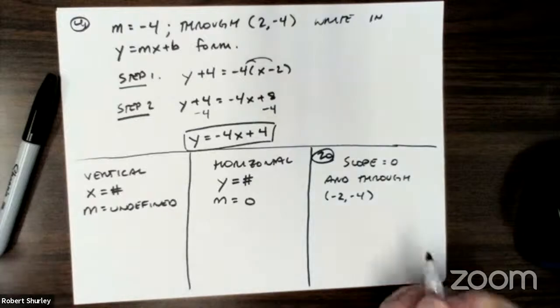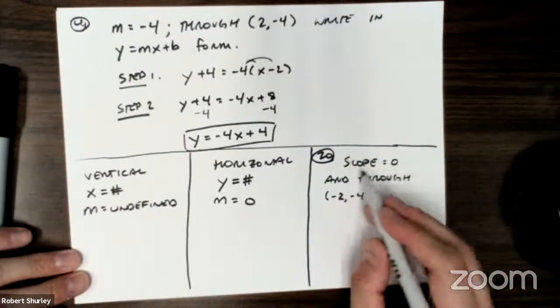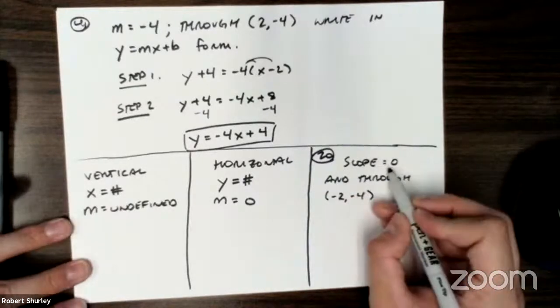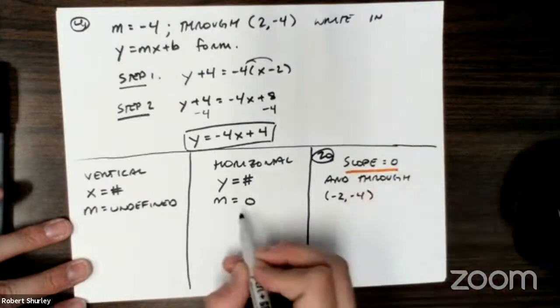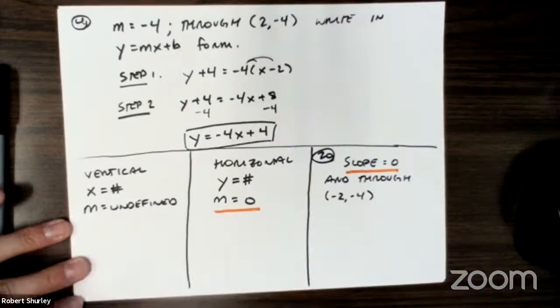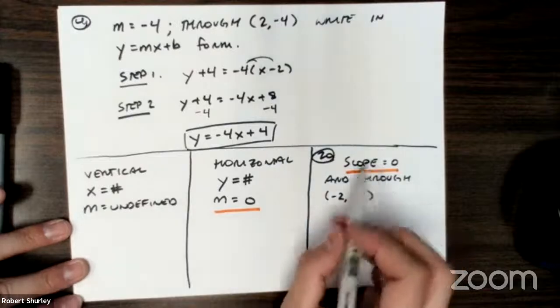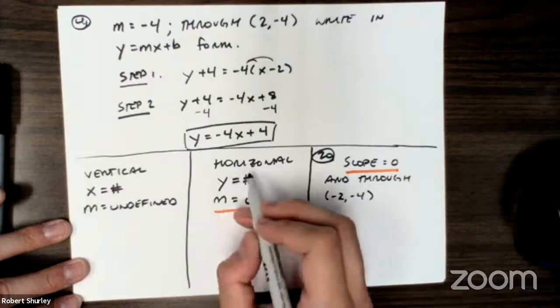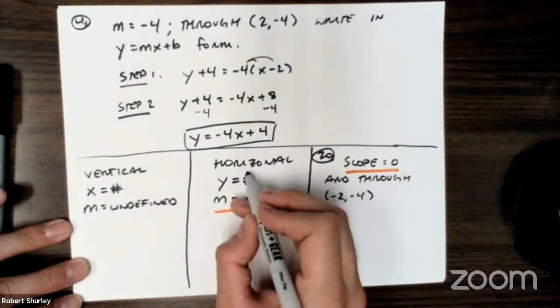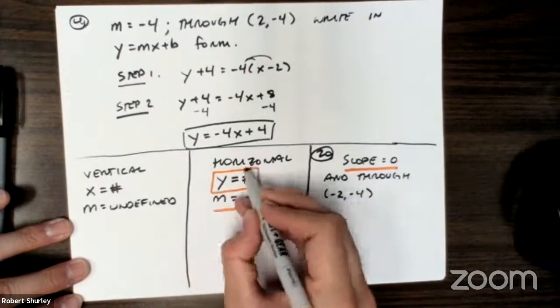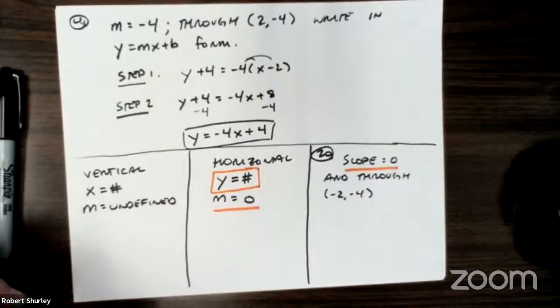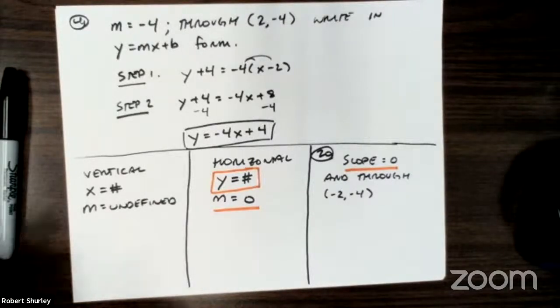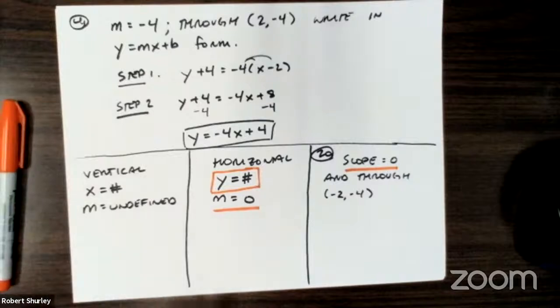Now, the indicator that this is different is that our slope is 0. So look, slope equals 0. Oh, hey, that's a horizontal line. Now it goes through -2, -4. Now remember, horizontal lines have an equation of y equals a number. So look, this is really easy. This is all this is going to be. Our y value in the coordinate is -4.